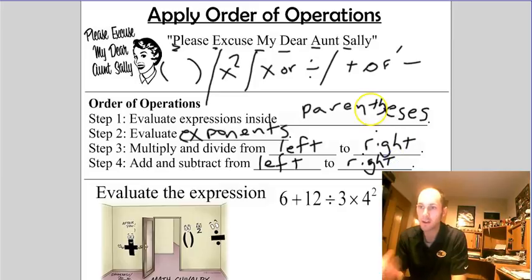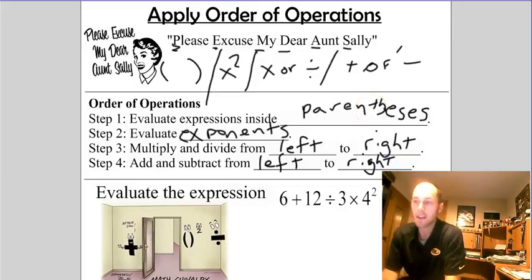Okay, feel free to copy that down so that you have that and can refer to it later. So let's take this expression on the bottom, 6 plus 12 divided by 3 times 4 squared. So according to our order of operations, we need to look for parentheses first. There are none. So next we go down to step 2, which is evaluate exponents. I see some exponents there.